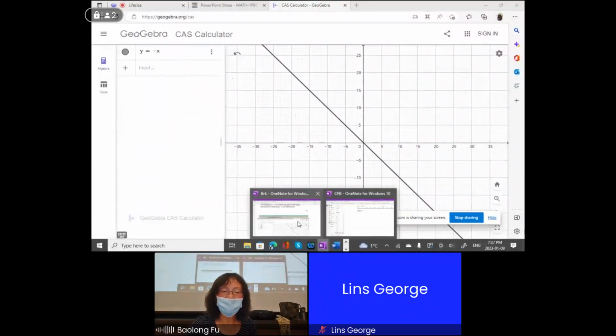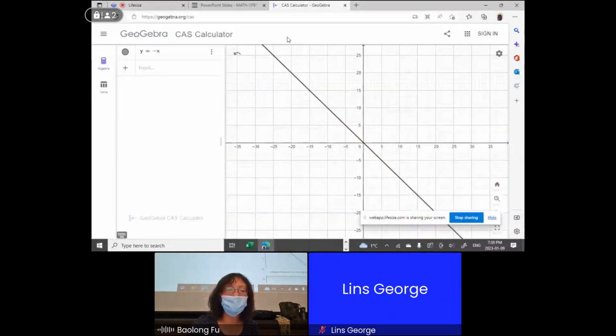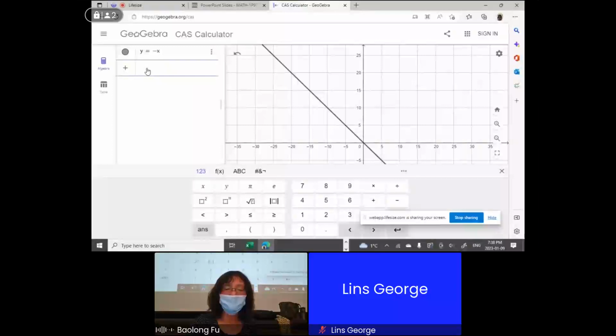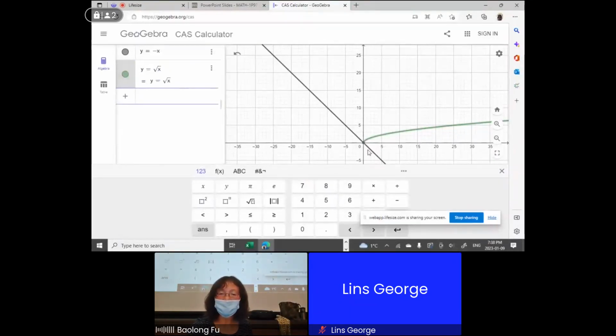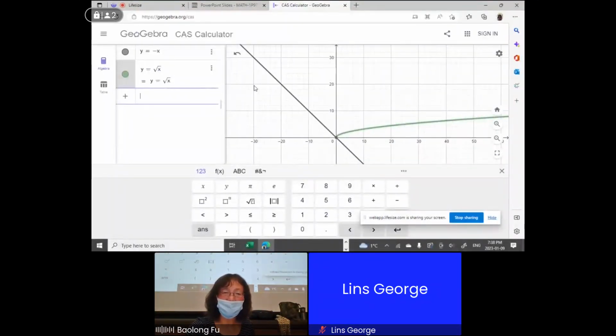And now another one is what happens when x is greater than 0. It is the square root of x. So you need to produce another line. You just type in y equal to SQRT, which means square root, bracket x. When you press bracket, it automatically gives you the square root sign. Then you press enter. You see this line here, that is the square root of x.